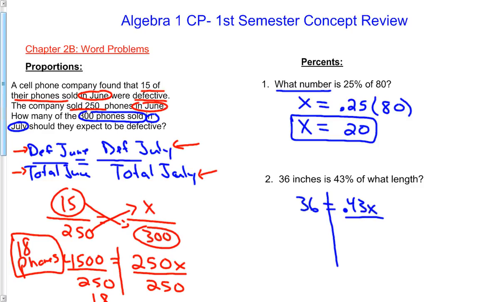X is on the right, so I'm going to move that 0.43. It's attached to the x, so I'm going to divide by it. 0.43 divided by 0.43. On this side, you get 36 divided by 0.43. 83.7, all right, pretty close to that, equals x. Okay, so there we go.